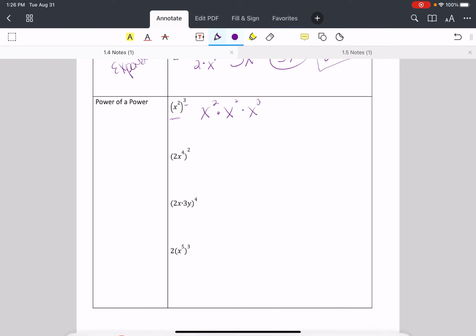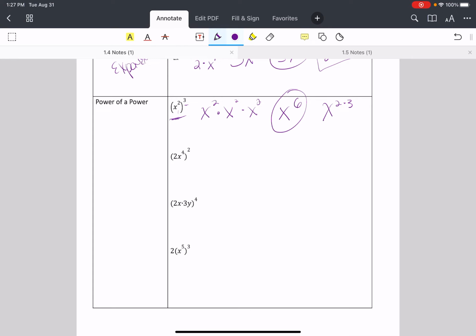Then, using our last rule, I could add those exponents, right? So how many total x's are there? 6. Okay. Did I need to write these out, or could I have gotten there from the beginning? Yeah, so that's what this rule is: you can times the exponents.